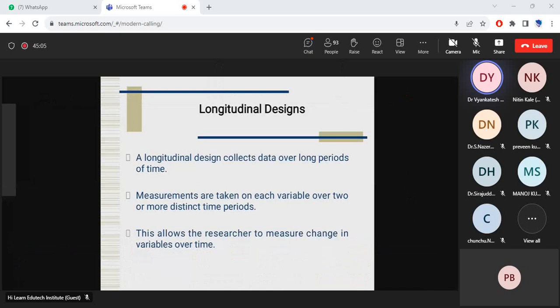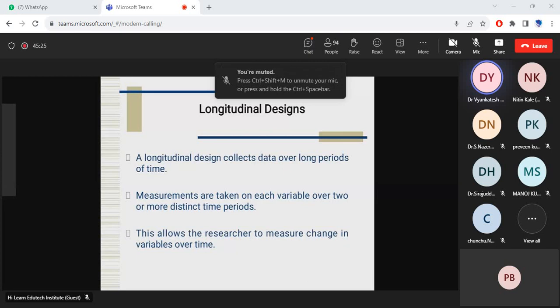First, a longitudinal design collects data over a long period of time. Second, measurements are taken on each variable over 2 or more distinct time periods. Third, this allows the researchers to measure change in variables over time. So that makes sense of these points concerning longitudinal design. Then let's see a time series design.